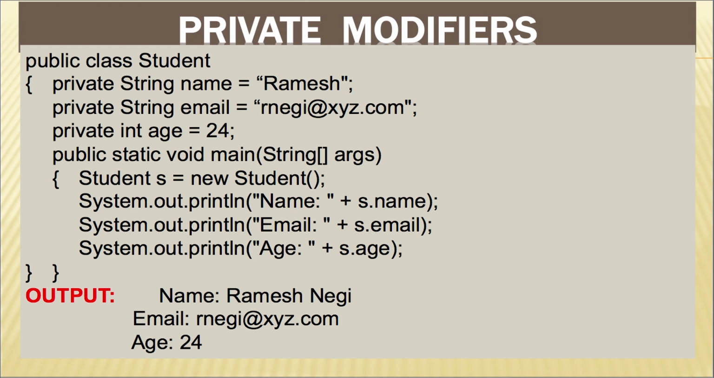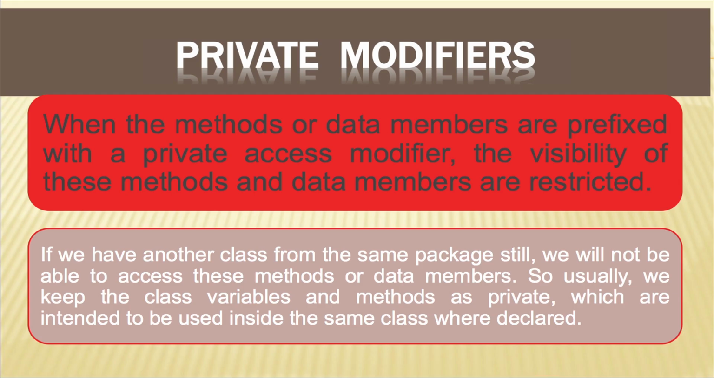So we are talking about the accessibility of these three private variables. When a method or data member is prefixed with the private access modifier, these three, name, email and age, are prefixed by the private access modifier. The visibility of these methods and data members is restricted. So this private category is restricted.